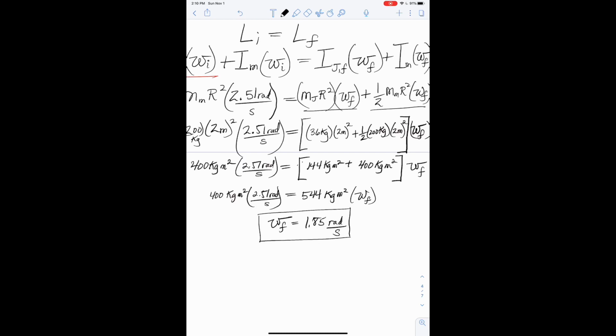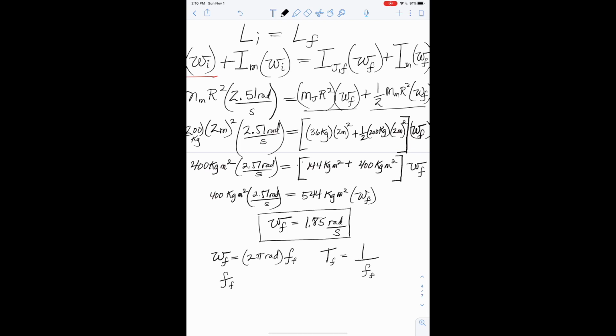So we can say omega f then is equal to whatever once around the circle is times the frequency. This is the final frequency, which we want to know, because if we know that, then we can say that the period final is equal to 1 over the frequency final. All right, so let's go ahead and solve this equation first.